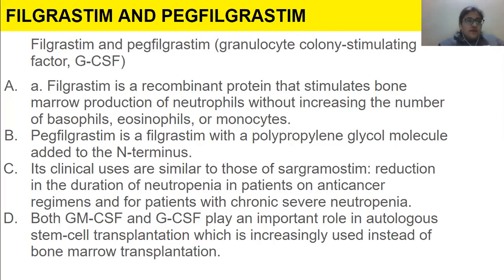So pegfilgrastim is a filgrastim with a polyethylene glycol molecule added to the N-terminal, okay. So its clinical uses are similar to those of Sargramostim, which is reduction in the duration of neutropenia in patients on anti-cancer regimens and for patients with chronic severe neutropenia. So both of these play an important role in autologous stem cell transplantation.